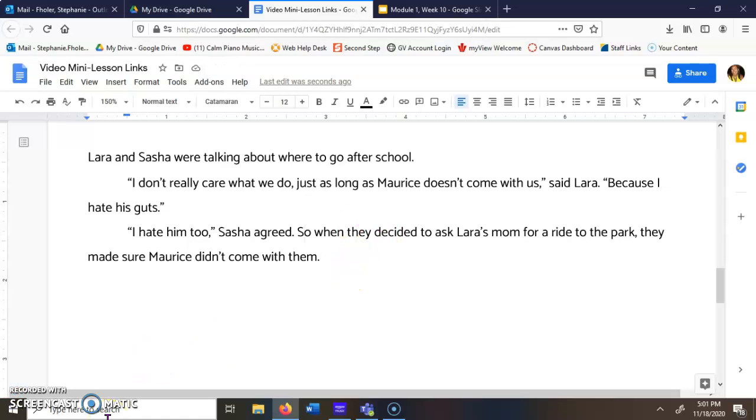So when they decided to ask Lara's mom for a ride to the park, they made sure Maurice didn't come with them. All right. So we've taken those two lines where the girls were speaking and we've turned it into dialogue by adding speaker tags here, quotation marks, and punctuation. So go back into your own stories now and start looking for places where you could transform descriptions of conversations into actual dialogue. Good luck.